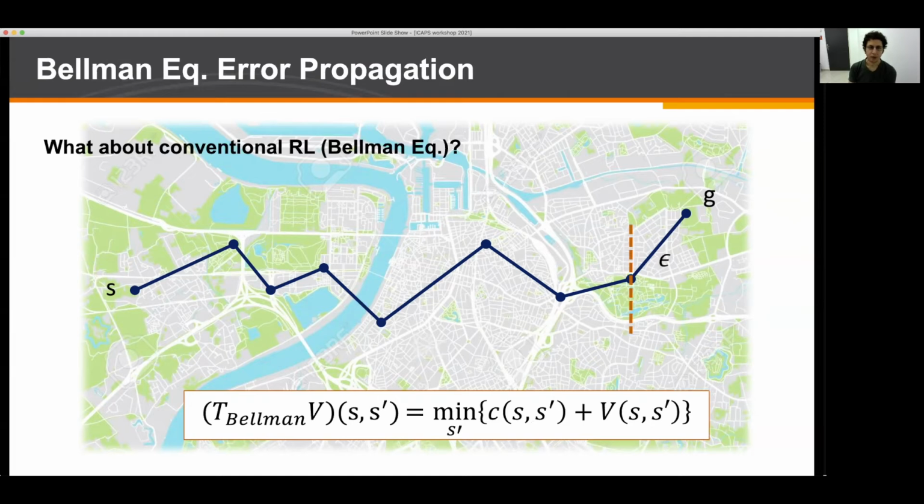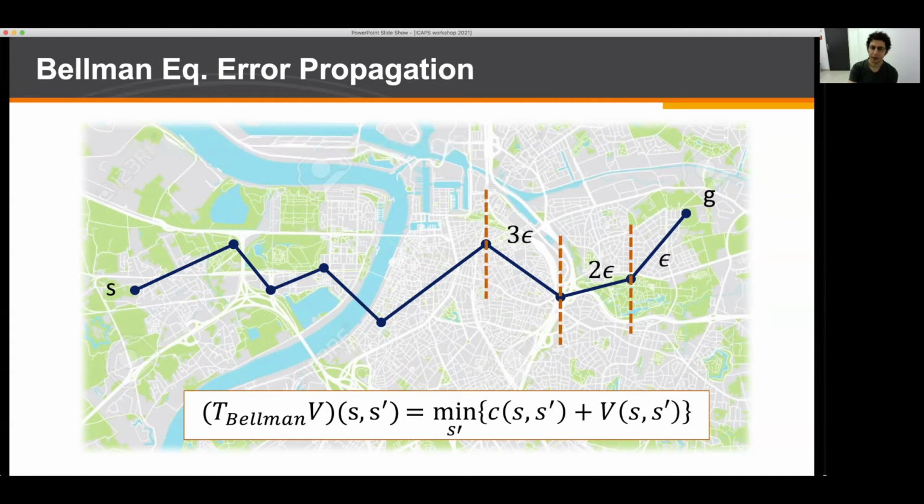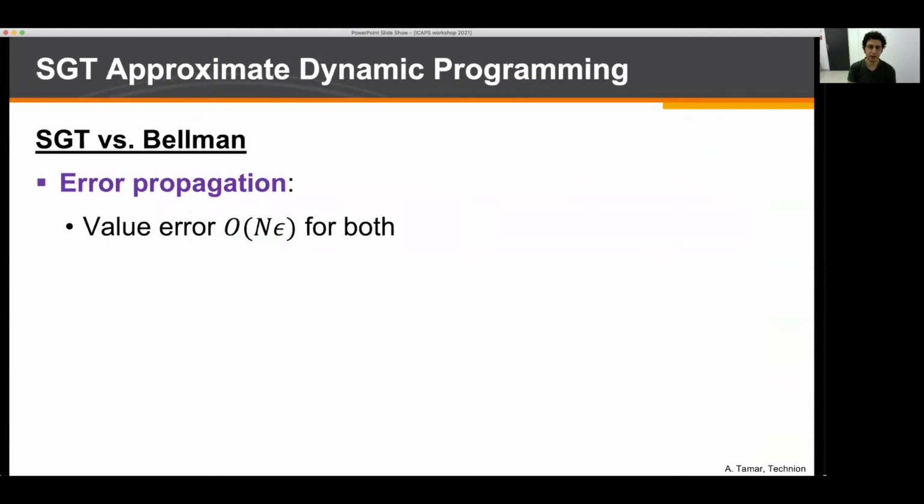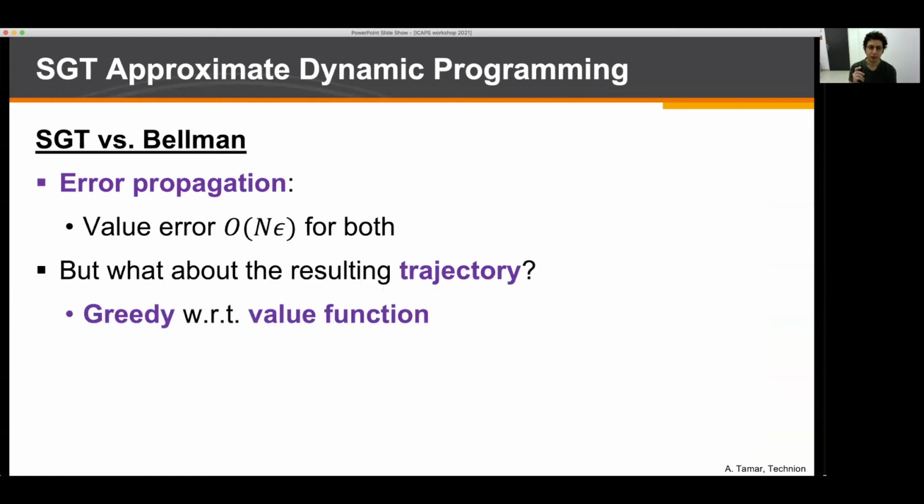How does it work for the standard Bellman type RL? Well, at each iteration, you get another epsilon. And that sums up to n epsilon as well. So at least it seems that both subgoal trees and standard RL have the same error propagation. But after you compute the value function, you need to compute a trajectory from it. And here is where the subgoal trees shine.